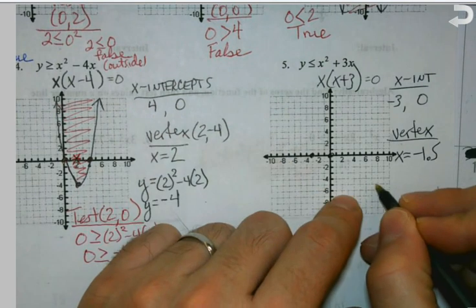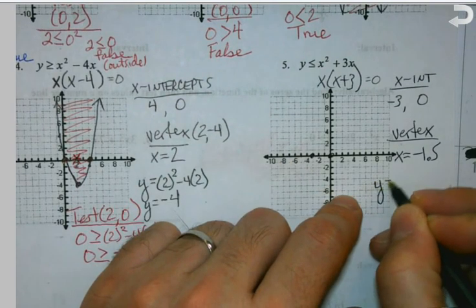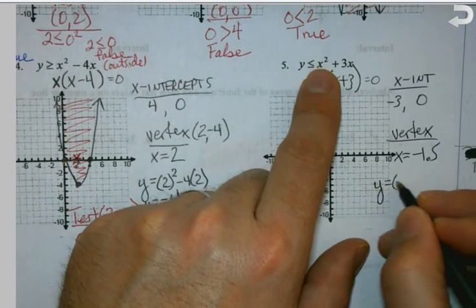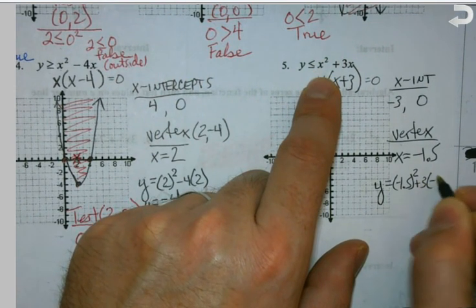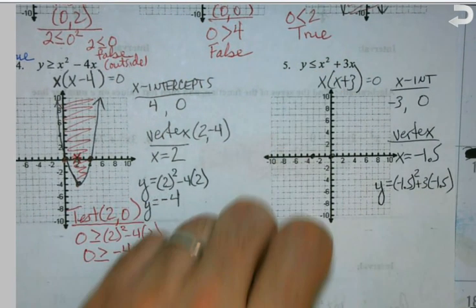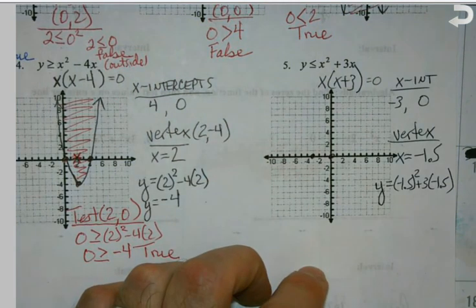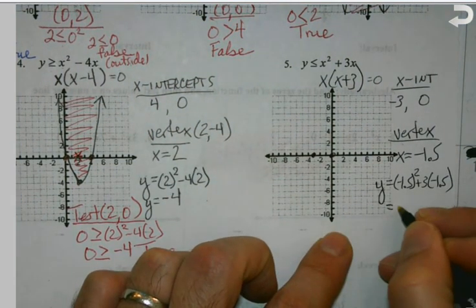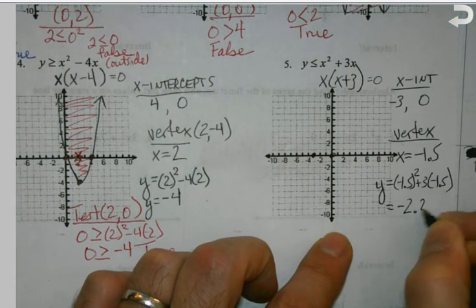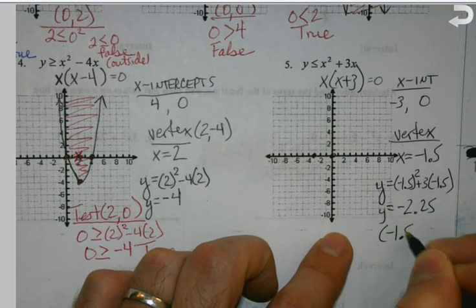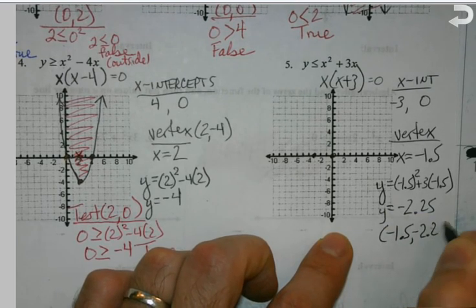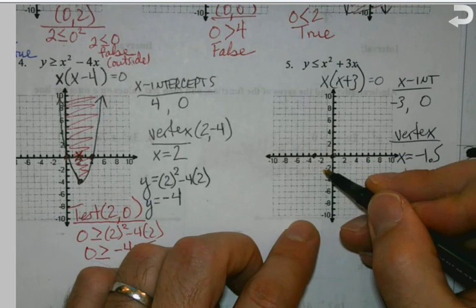And then again, to find your y, plug it in. I believe we end up with negative 2.25. So my vertex would be at negative 1.5, negative 2.25.